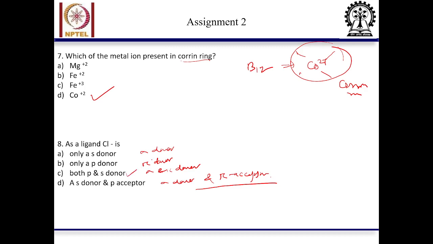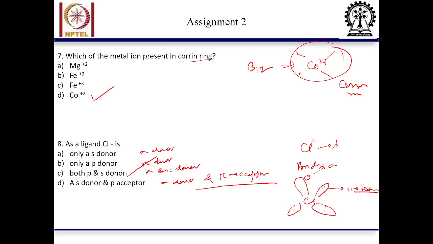The correct answer is C. It can act as both P donor and S donor. So Cl minus will bind as S donor, but once it comes to the bridging ligand, then it has, how many electrons does Cl minus have? Okay. So first, minus one, it will bind as sigma donor, but once it works as a bridging ligand, it will donate its pi electron also.